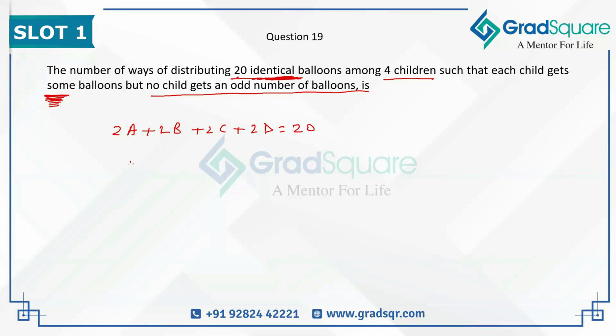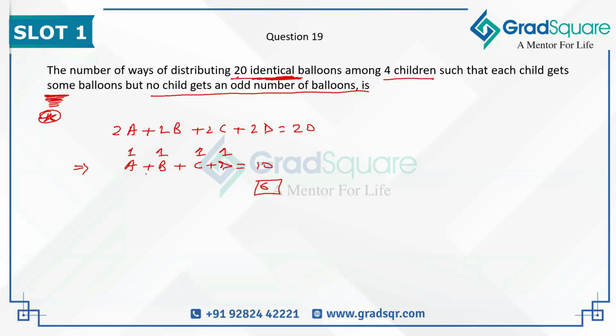Now if you solve this further, you will realize this equation boils down to A plus B plus C plus D equals 10. Now understand that each child has to get some balloons, so the values of A, B, C, and D cannot be zero. That means you are looking at whole number solutions of this equation. You can give one to each of A, B, C, D, so you'll be left with 6 values.